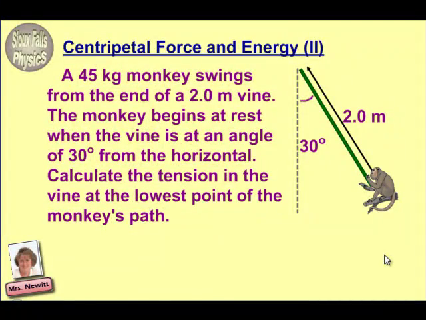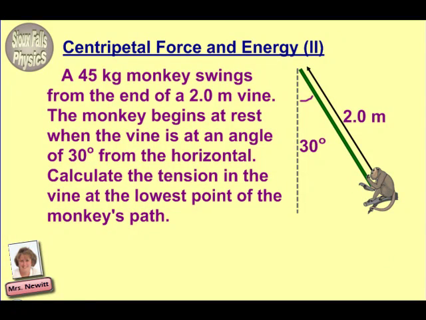Hello everyone, and welcome back to our next installment of centripetal force problems. Here we have a 45 kilogram monkey swinging from the end of a 2-meter vine. He begins at rest when the vine is at an angle of 30 degrees. Calculate the tension in the vine at the lowest point of the monkey's path.